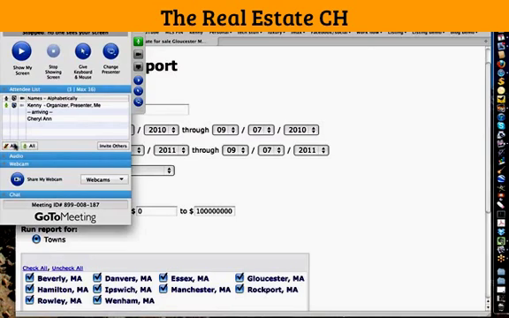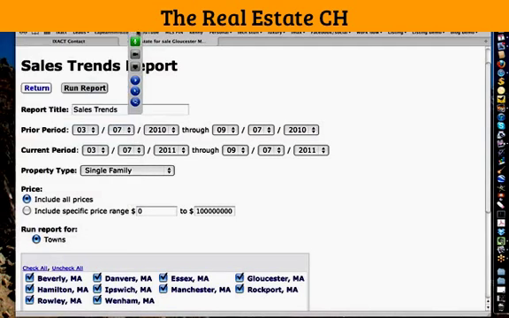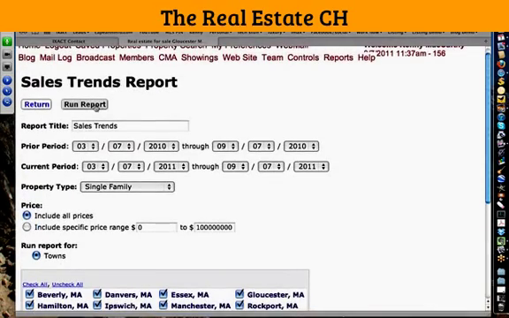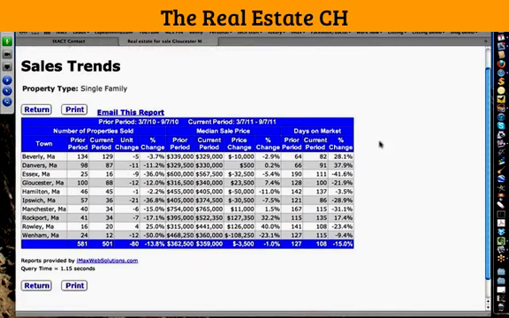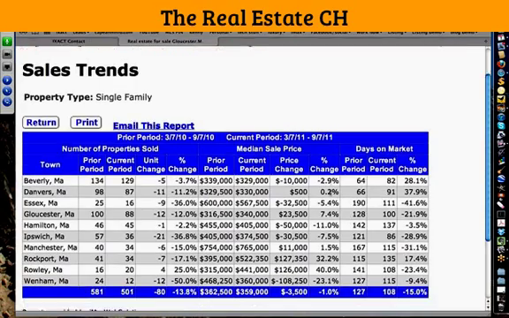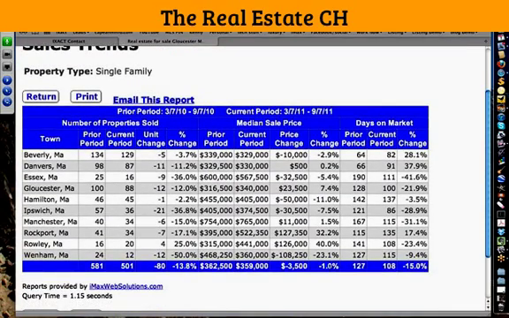So we don't have to bother with setting the dates again. Let's just click Run the Report and look at the sales trends. Overall, the number of properties that have sold in those communities is down 14%, and in Beverly they're down almost 4%. The prices that people were willing to pay in Beverly are down 3%, and overall down 1% in those communities.